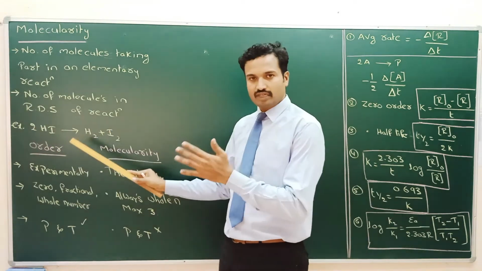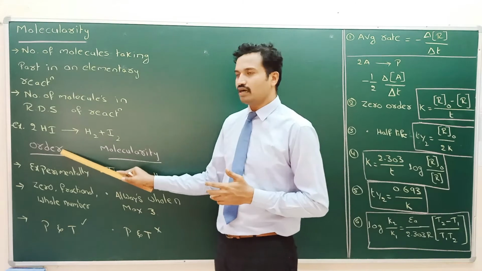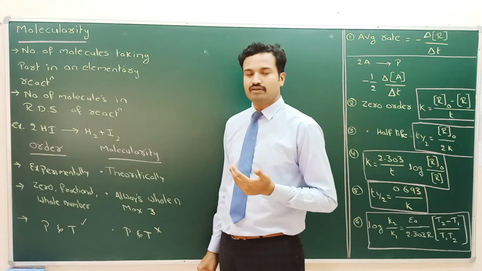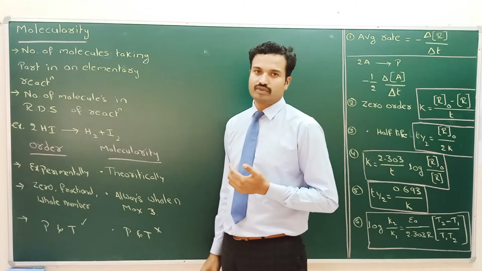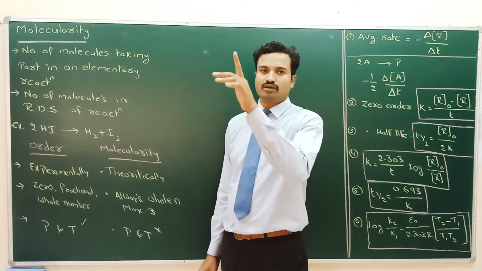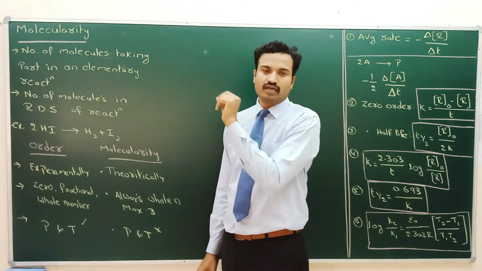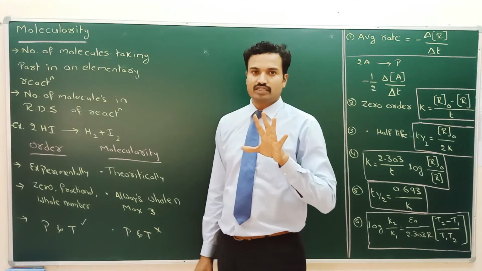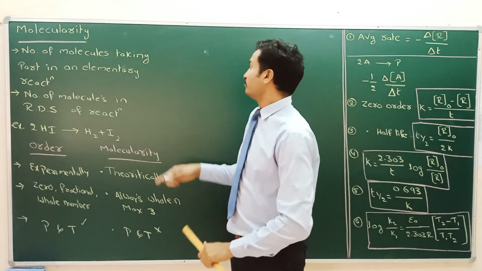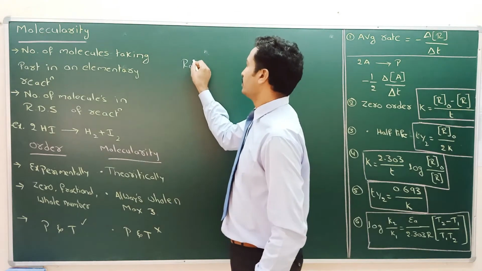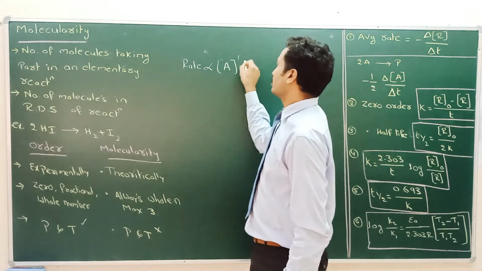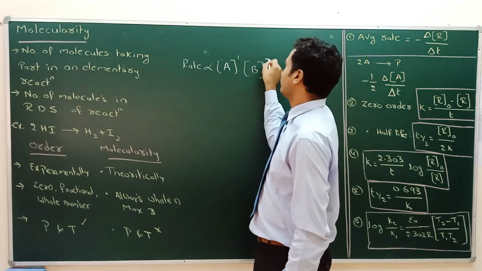Now we will see the difference between order and molecularity. What is the order definition? Sum of the powers of concentration terms involved in the experimental rate equation. Rate of reaction is proportional to concentration of A to the power of 1, concentration of B to the power of 2. This is an experimental rate equation. For example, experimental rate is proportional to concentration of A to the power of 1, concentration of B to the power of 2.